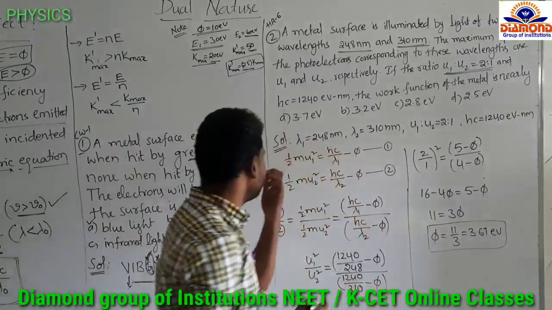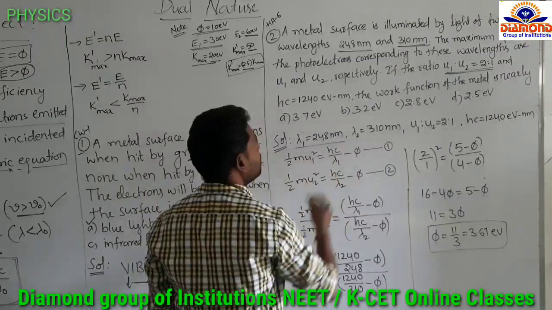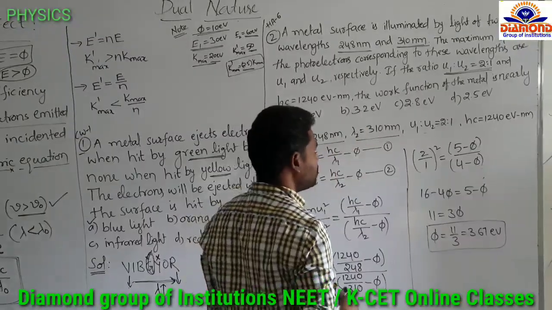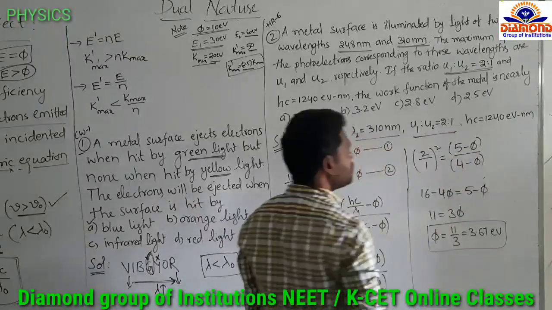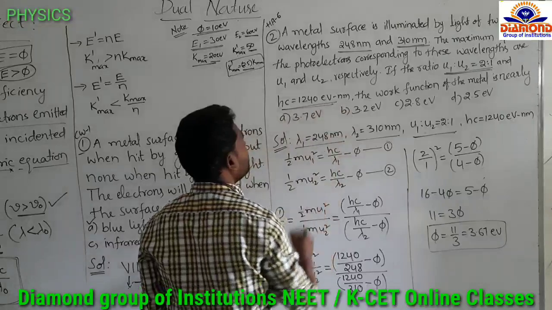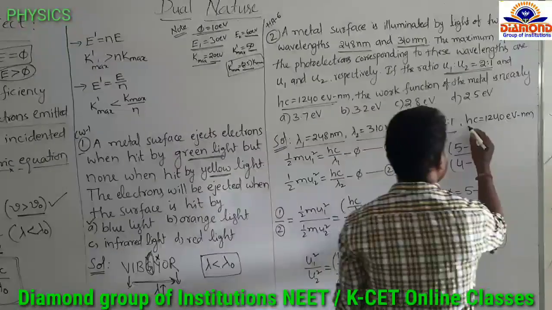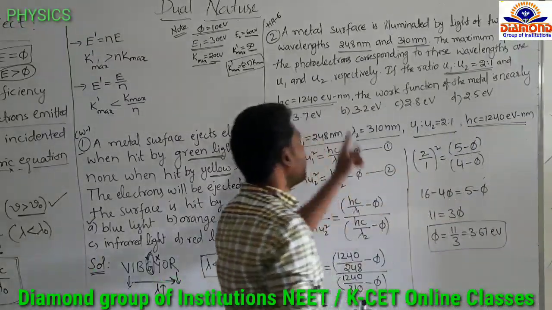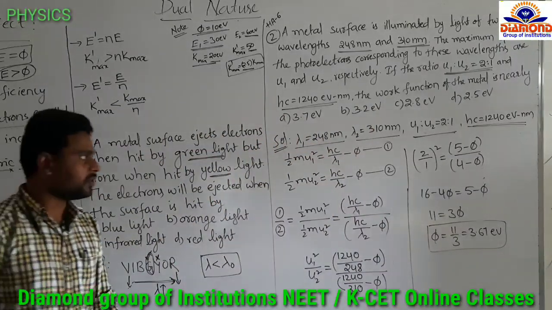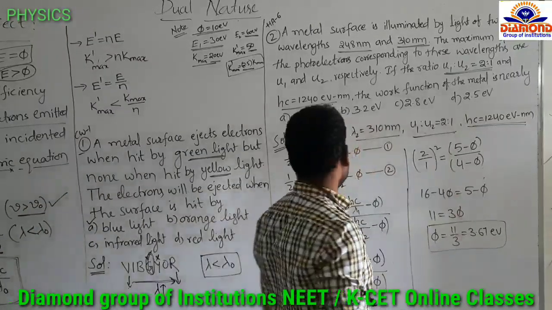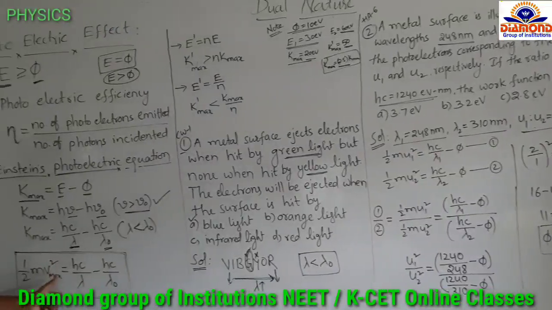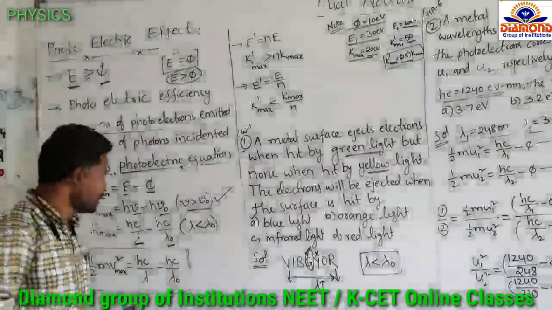First they gave two different wavelengths: lambda 1 is 248 nanometers, and lambda 2 equals 310 nanometers. Next, the given ratio of maximum speeds is u1 to u2 equal to 2:1. Then they gave the value hc as 1240 electron volt nanometer. They are asking to find the work function of the metal. This is the given data. Now use Einstein's photoelectric equation: half m v squared max equals hc by lambda minus hc by lambda naught.